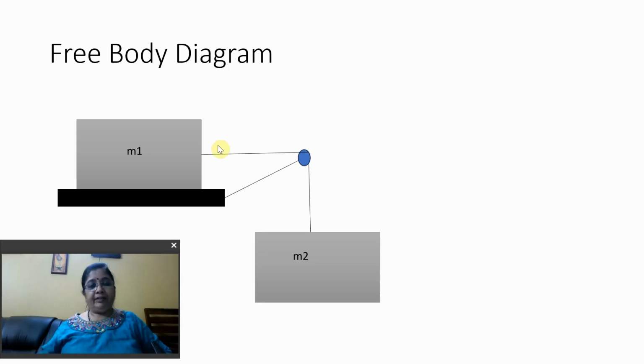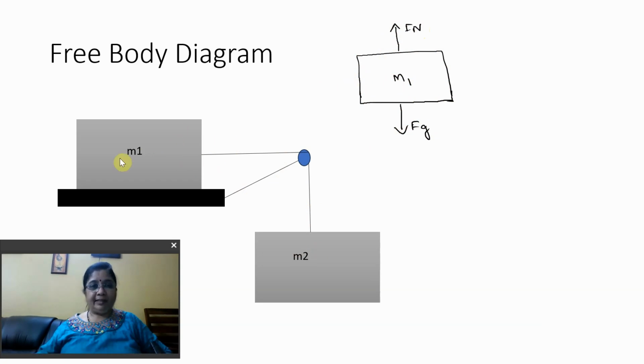Now I have a scenario like this. I need to draw the free body diagram for mass 1 and mass 2. So let me again, as I told you, isolate each mass. If I have mass m1, is there any force here? No. I do have a force of gravity acting downwards. It is on a table, which means I have a normal force acting upwards.